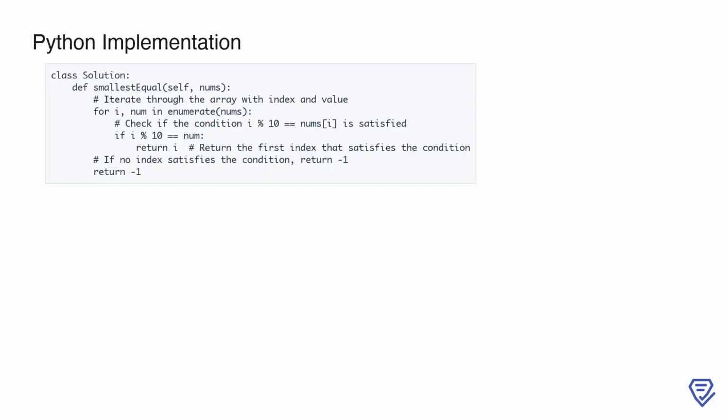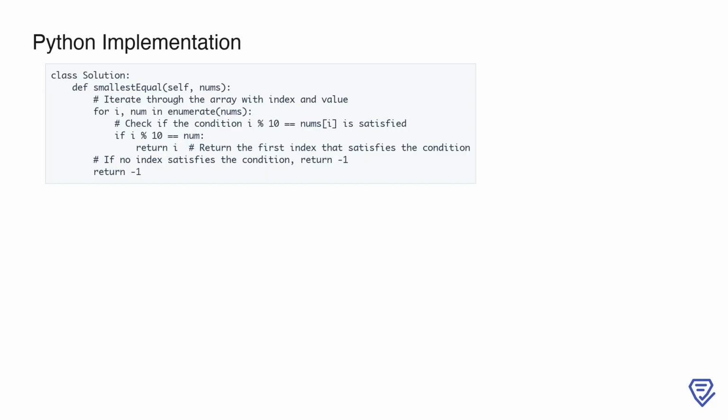In this solution, we aim to find the smallest index i in the array nums such that the condition i % 10 equals nums[i] is satisfied. If no such index exists, we return -1. Here's the step-by-step explanation of the code.